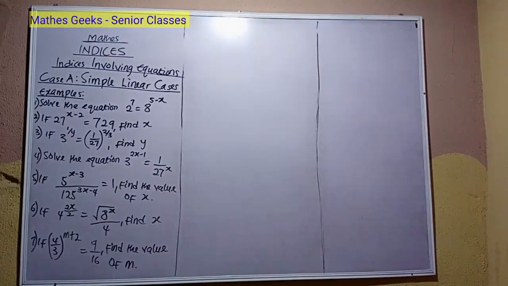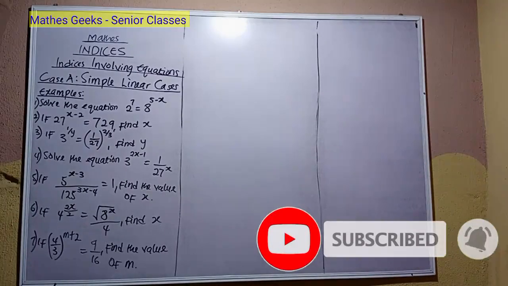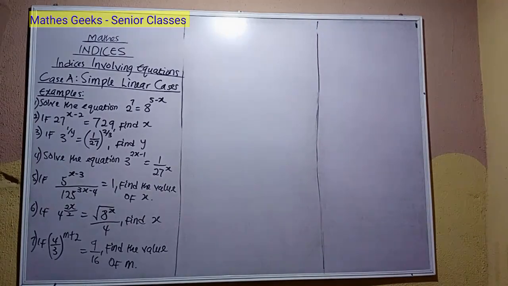Indices involving equations. We're going to look at case A, simple linear cases. So in this video, we're going to treat cases where the resulting indices of a given problem become an equation. These equations are sometimes in different categories. In this particular video, I'm going to treat the simple linear cases. The other cases are simultaneous linear cases and quadratic cases.